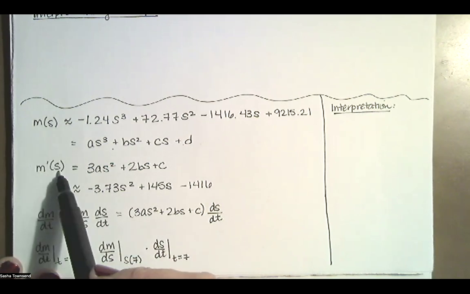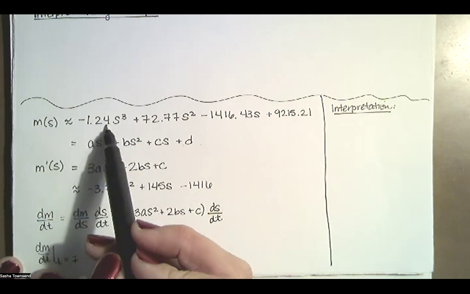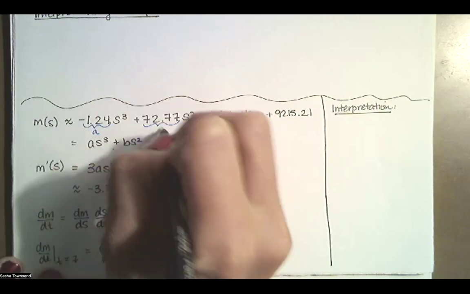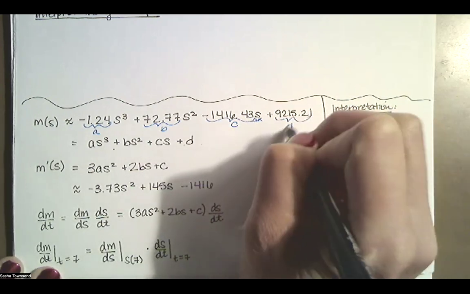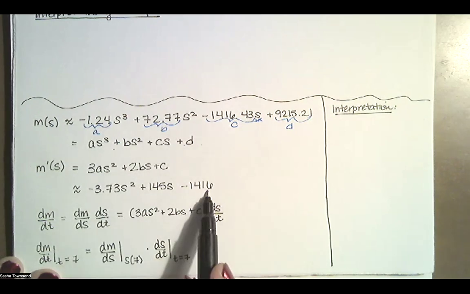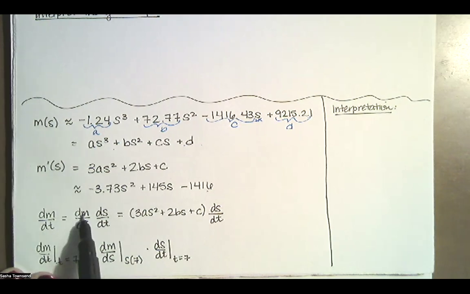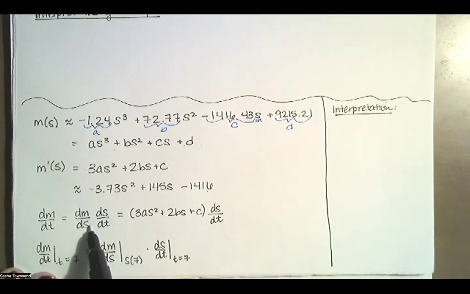So the derivative of m with respect to s is given by this function, which if I substitute in the values, where a is this approximately, b is this, this is our c, and that's our d. If I substitute in a, b, c here, this is what I get for my m prime. And dm/dt is just the derivative of the outside function evaluated at the inside function times the derivative of the inside. So I want the rate of change of m with respect to s, which can be written this way in Leibniz notation, times the derivative of s with respect to t.